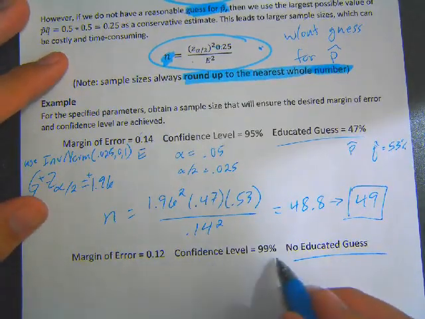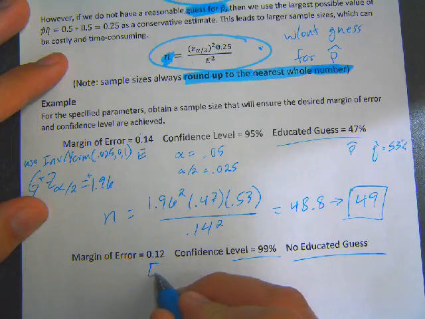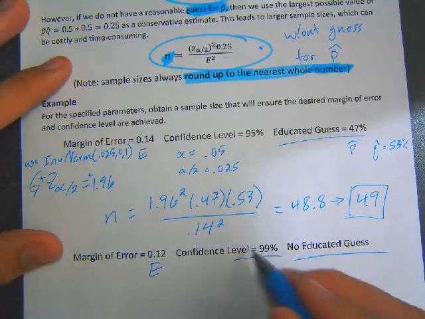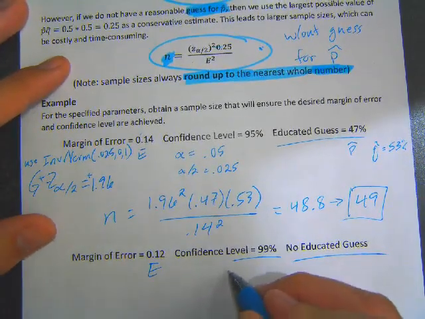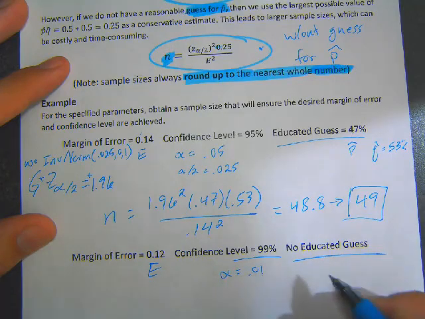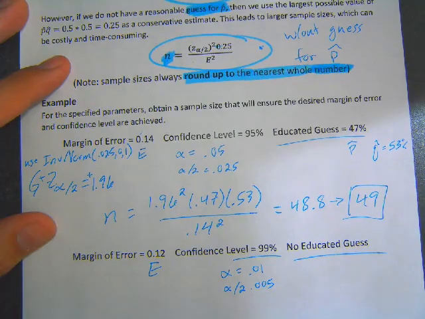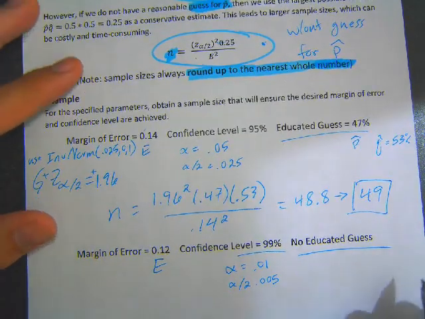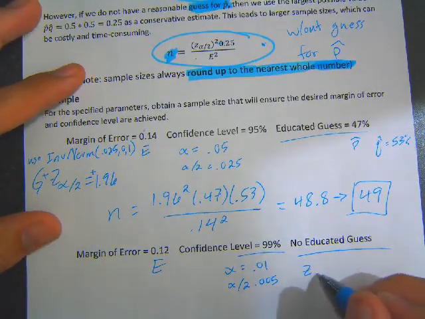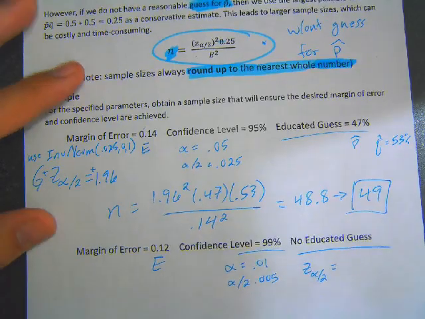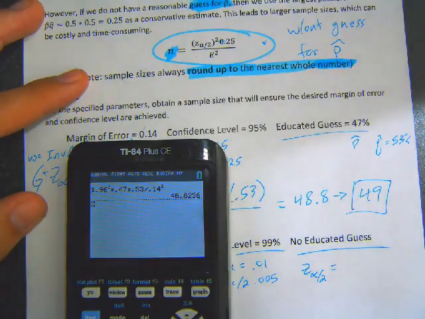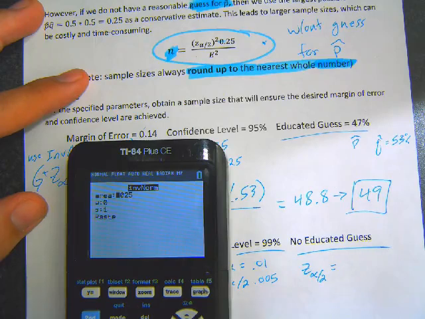This time we're using a confidence level of 99%. Margin of error is 0.12. So the confidence level has changed, so our alpha is different. So alpha is now 0.01, and alpha over 2 is 0.005. So if I want to find z of alpha over 2, I'm going to do that same inverse norm, but now I'm going to put 0.005 in here. And now it'll give me my value.